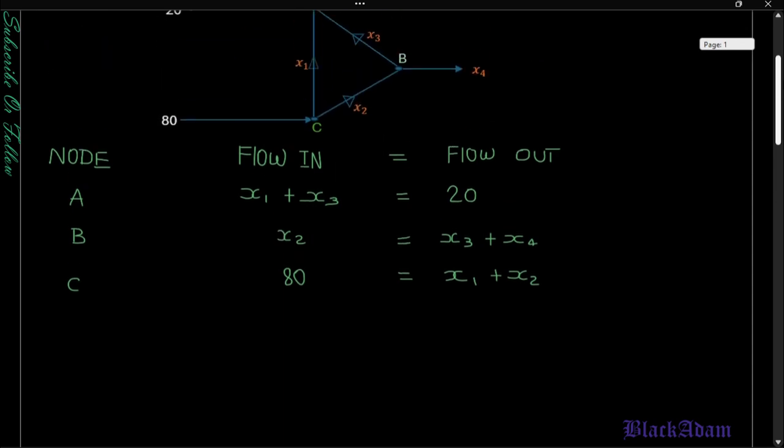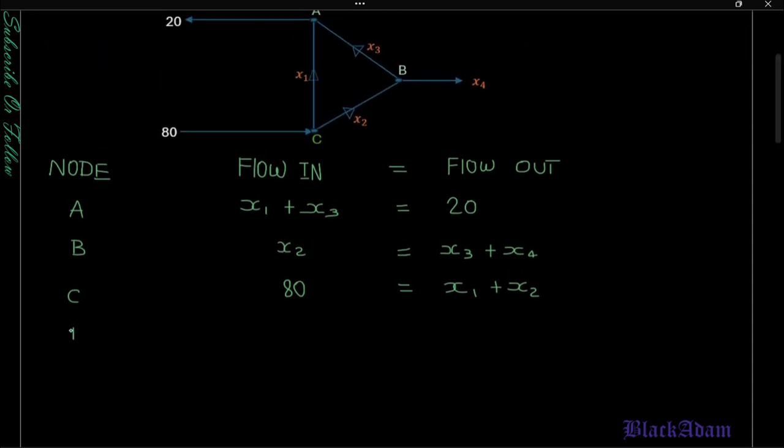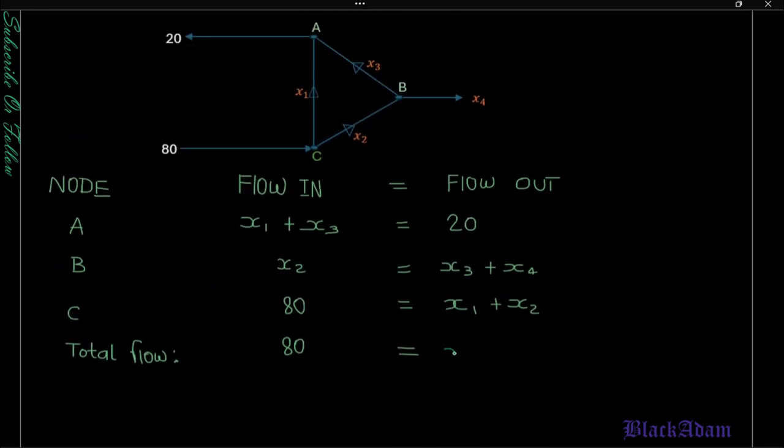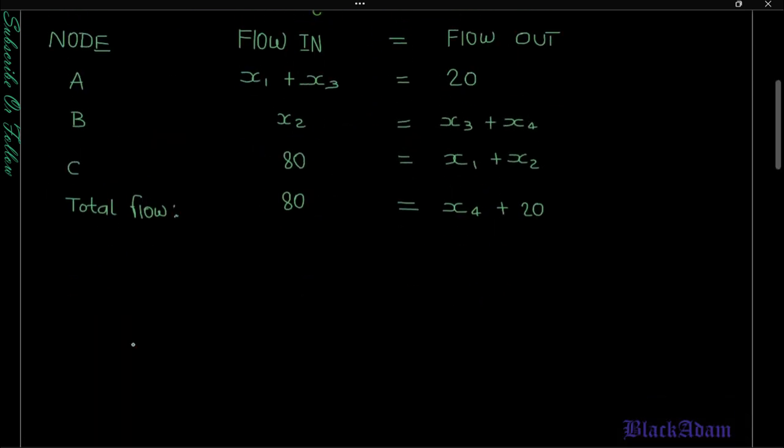And then we have the total. We need to know the total flow in and the total flow out. We can see that in there is 80. So we have 80 coming in, and coming out there is x4 and 20. So we have x4 and 20. That's what's coming out.